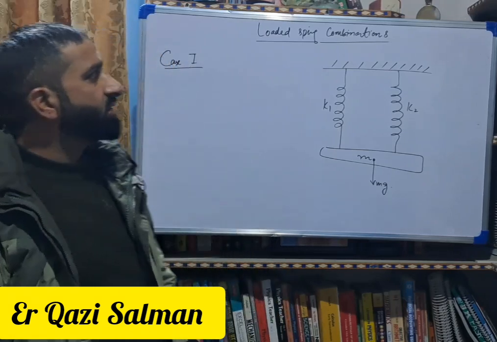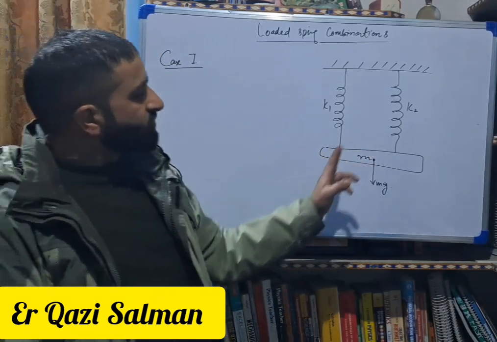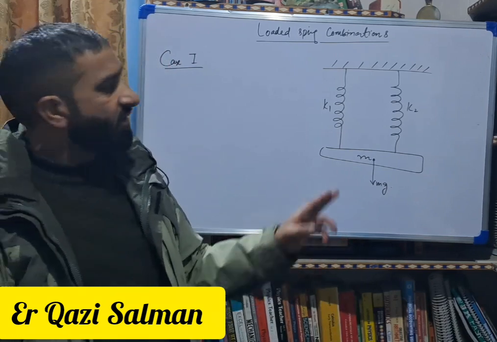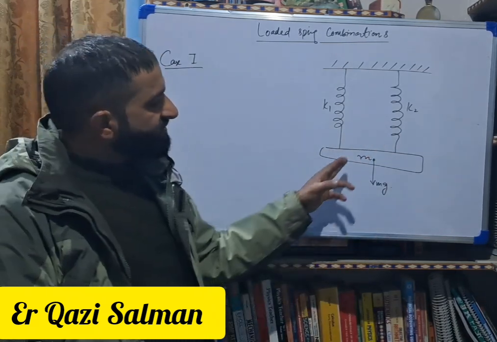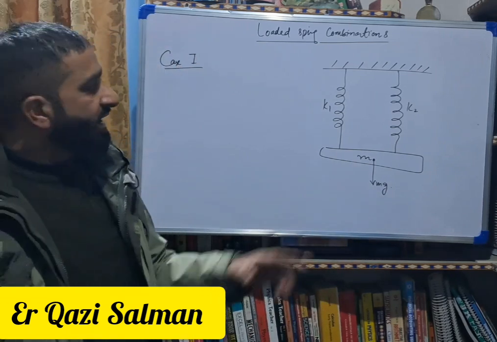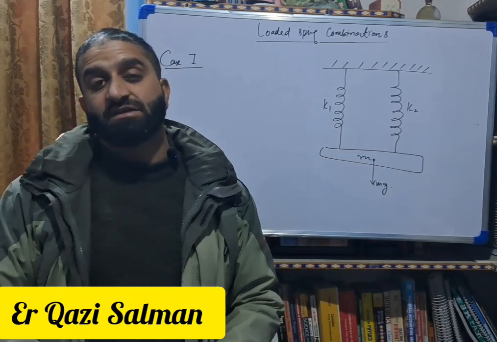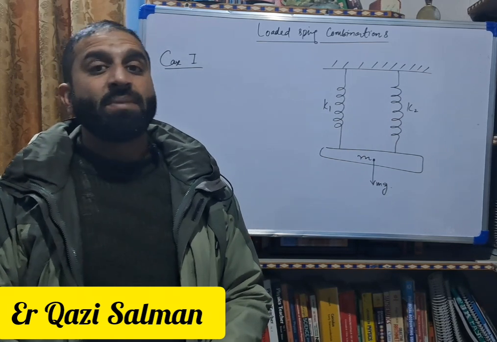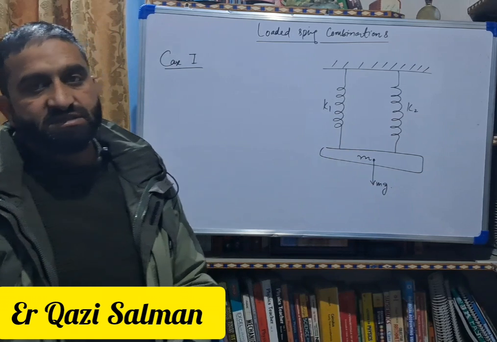Let us take a look at loaded spring combinations, special cases. In one case, there are two springs of different spring constants K1 and K2 attached to a mass M. When we displace the mass M, this spring and this spring will have the same extension, but the restoring force will be different because here the spring constants are different.